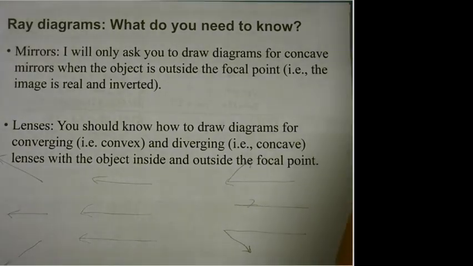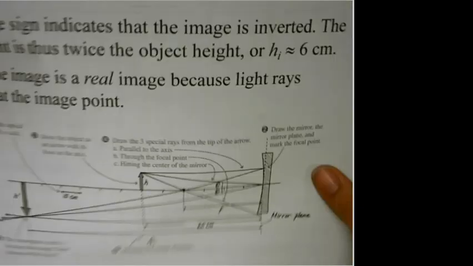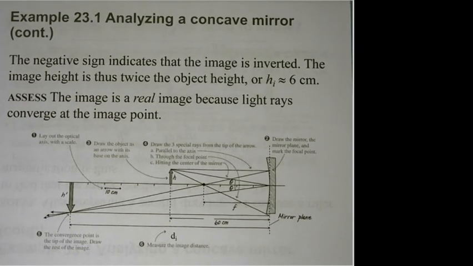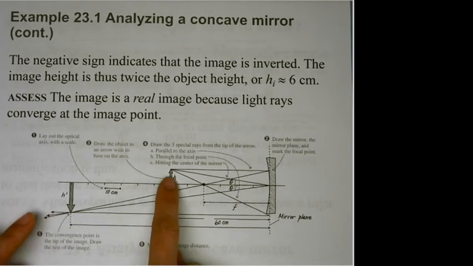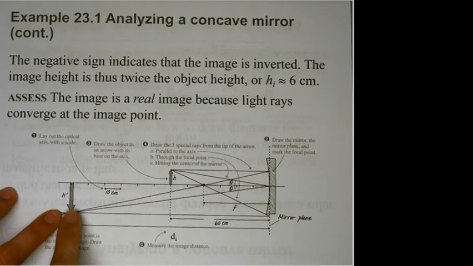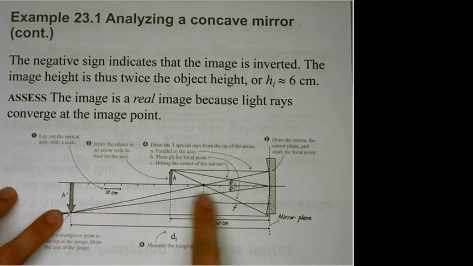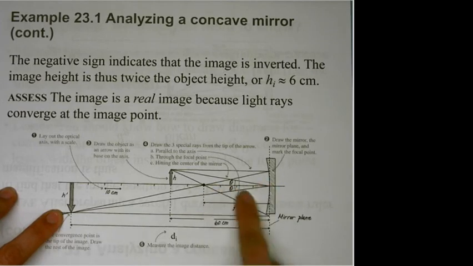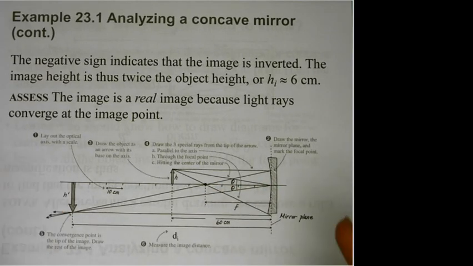See if I can find it. Mirrors, all the way back here. Might not be in the cards for me to find it. There we go. I will only ever ask you to draw this ray diagram, okay, where we are forming a real inverted image. We'll never have a virtual image from a mirror. So for mirrors, there's just one ray diagram.